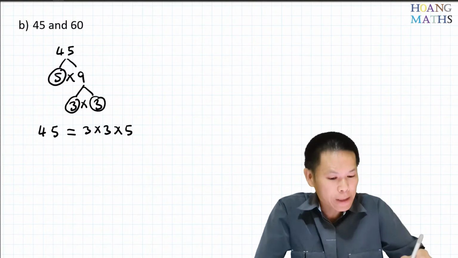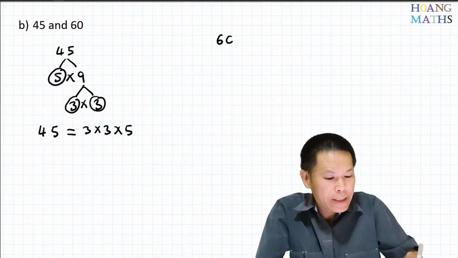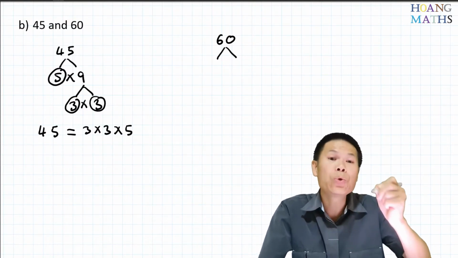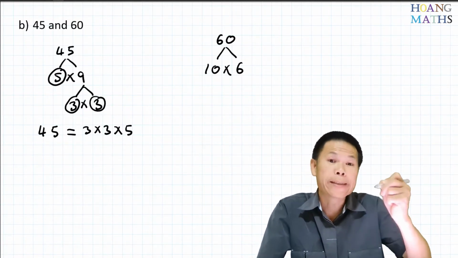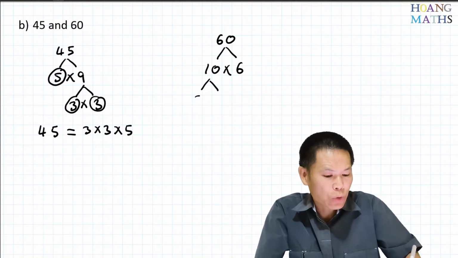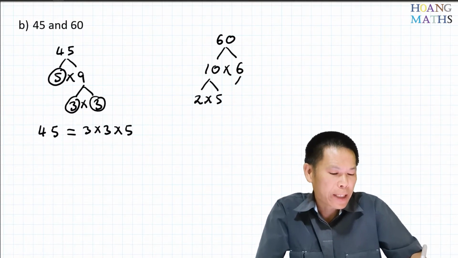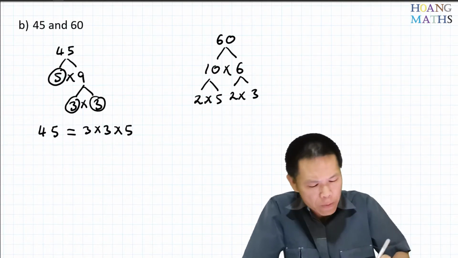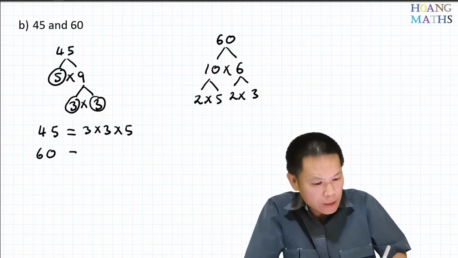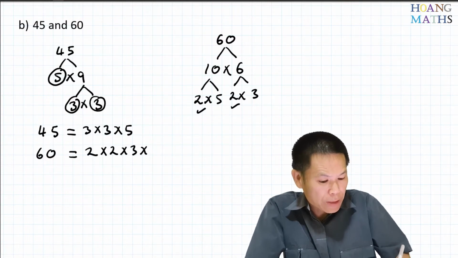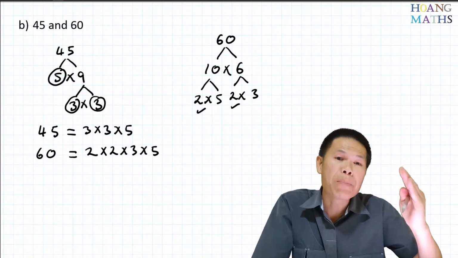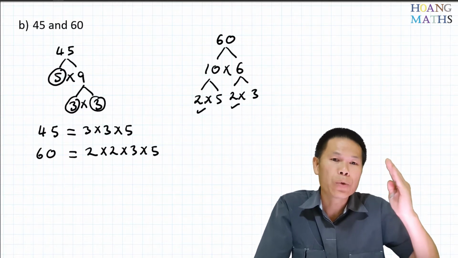Now let's do 60. So let me write here, 60 is equal to 10 times 6. And 10 is 5 times 2, or 2 times 5. And 6 is 2 times 3. So now we just write it out. So 60 is equal to 2 times 2 times 3 times 5.